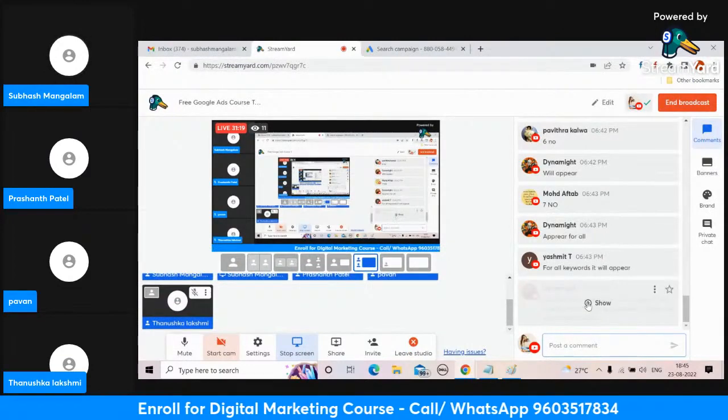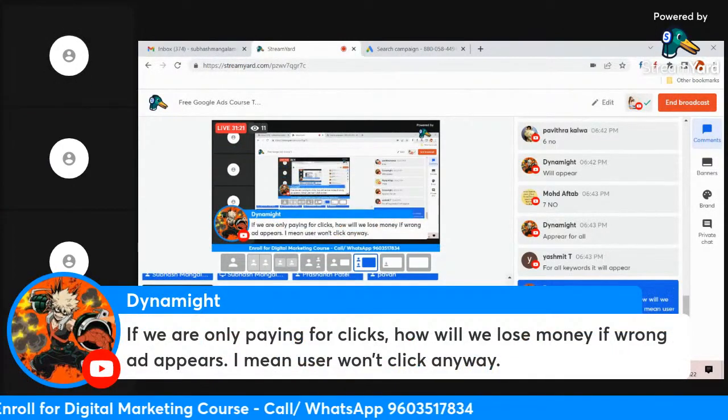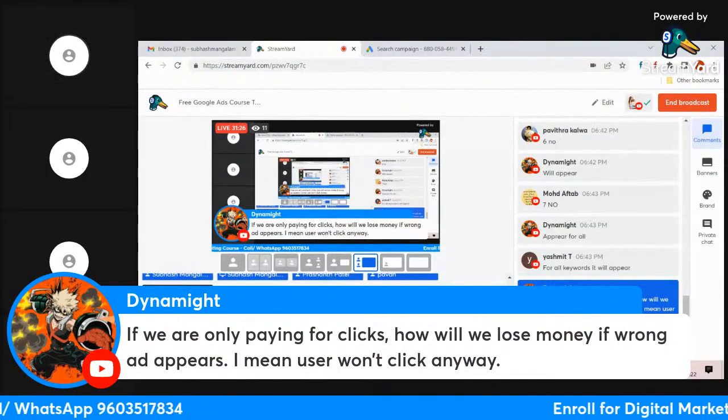Okay, there is a question again. As of now, it's relevant. Let me see. If you are only paying for clicks, how will you lose money if a wrong ad appears? It means the user won't click anyway.